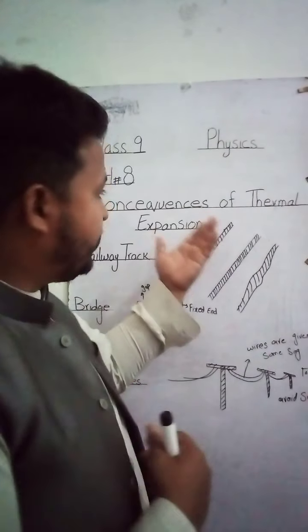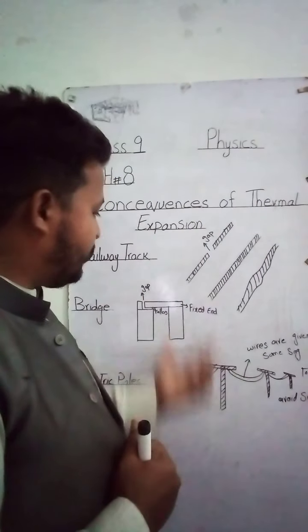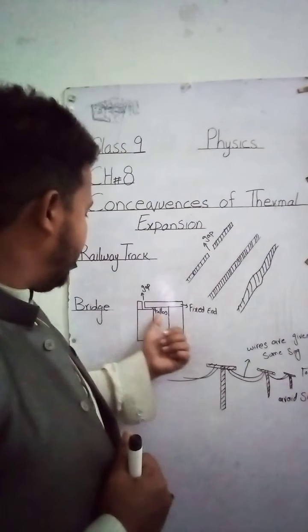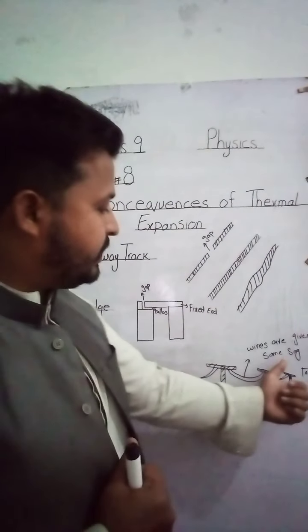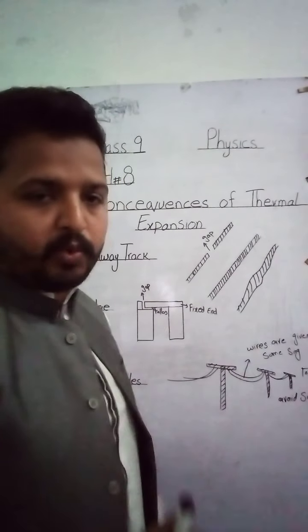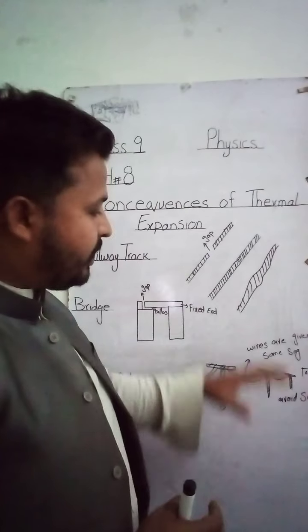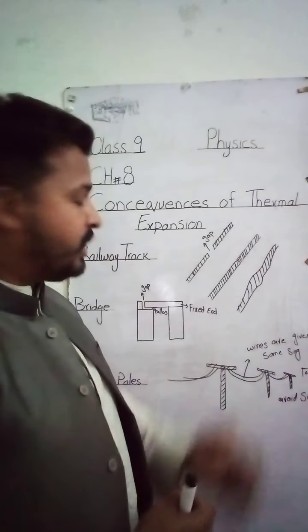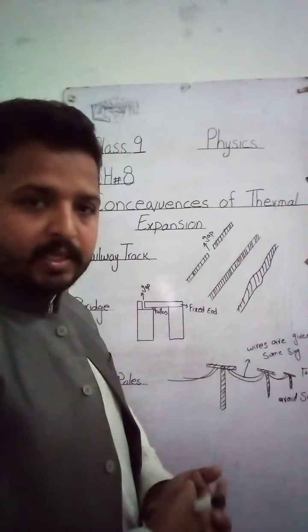So with the help of this principle we will discuss some things: gaps in railway tracks, gaps in bridges, and sags in wires between electric poles. The ultimate reason behind these gaps and this sag is thermal expansion. One by one, we will discuss them in detail.